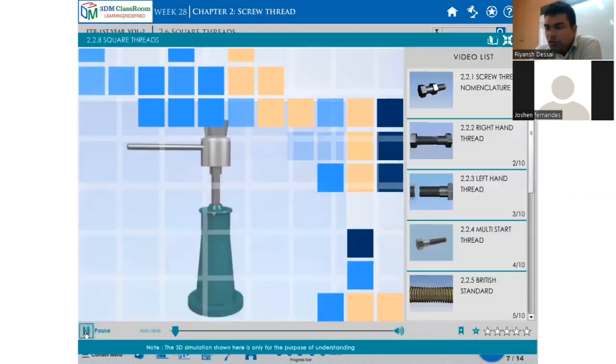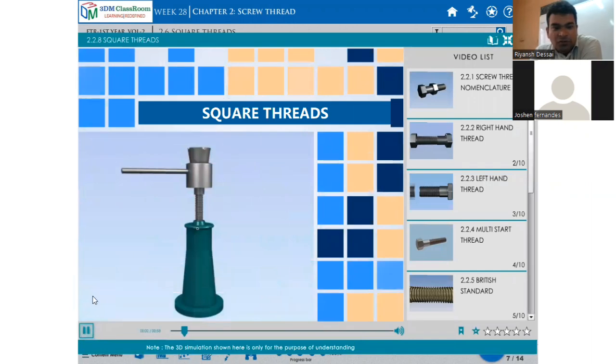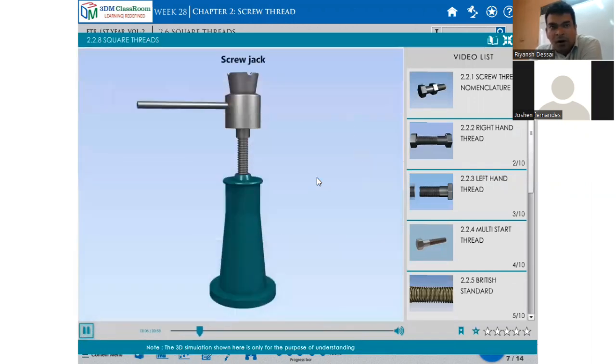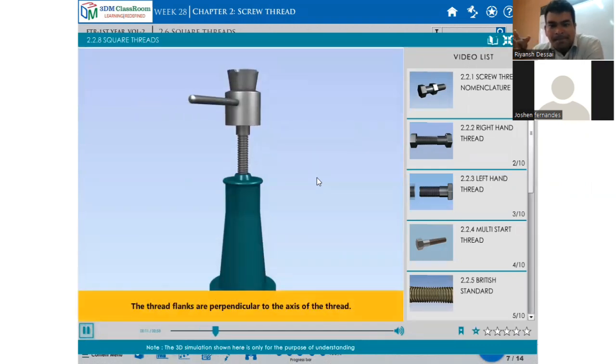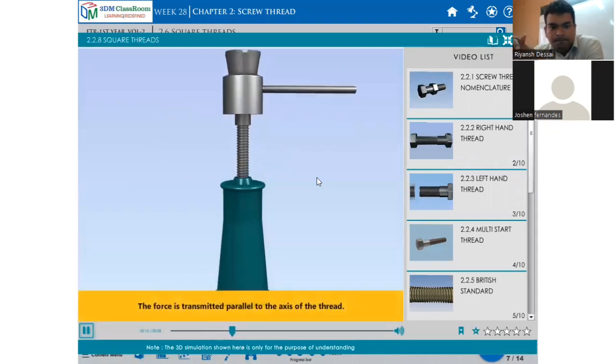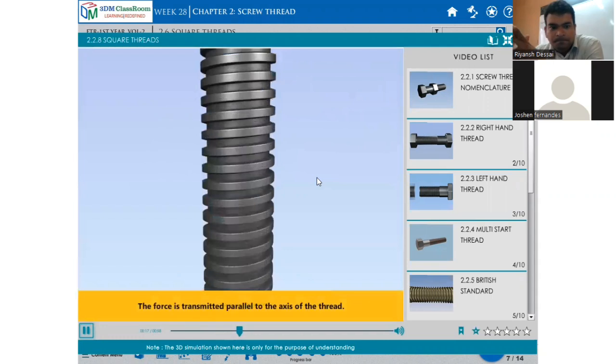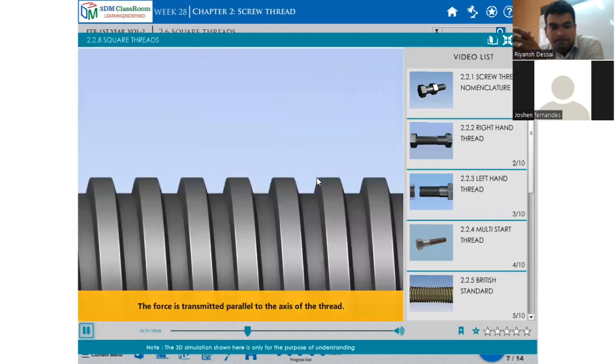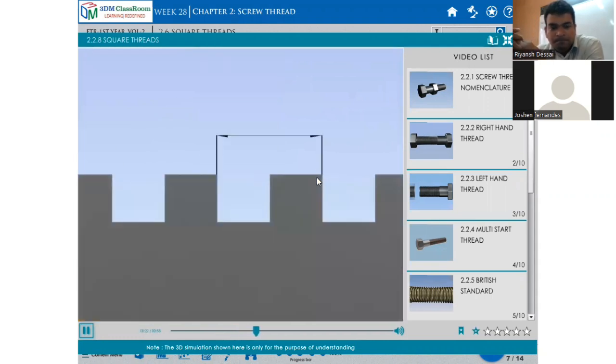Screw jack, they are shown in the picture. See the video. This is a screw jack. About the square threads. Screw jack, square thread shaft. The thread flanks are perpendicular to the axis of the thread. The force is transmitted parallel to the axis of the thread. This is the pitch. From where to where? See.